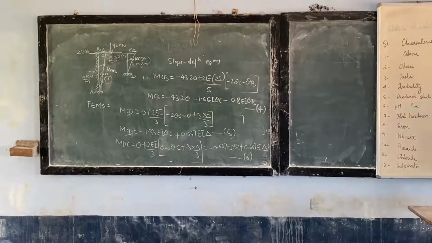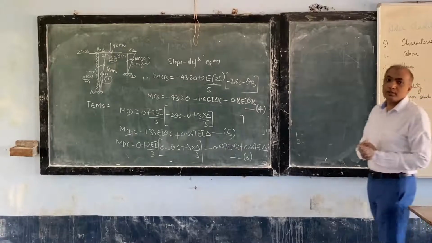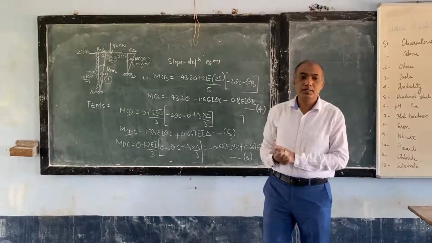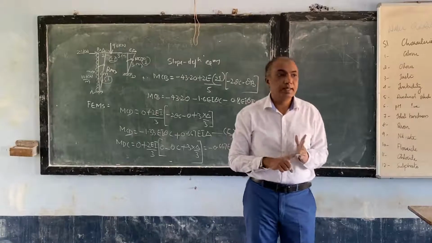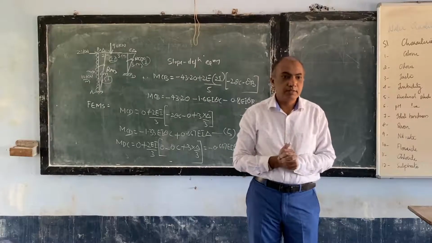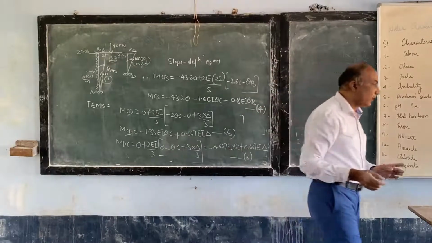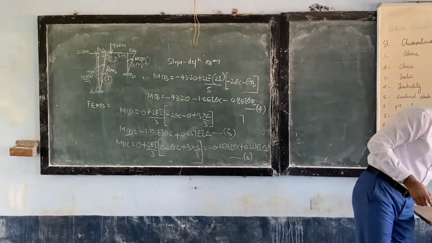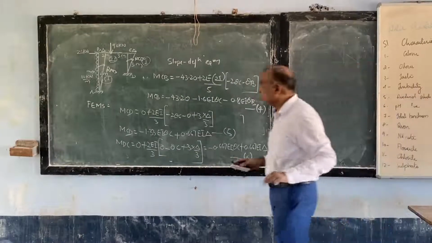Once these 6 equations are written, all of you should understand that all these 6 equations contain how many unknowns? 3 unknowns. What are those? EI theta B, EI theta C and EI delta. So we need to get 3 simultaneous equations. Write down: joint equilibrium conditions.